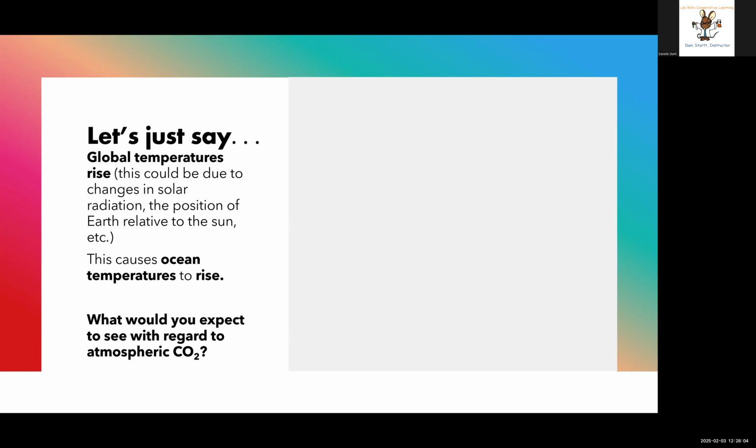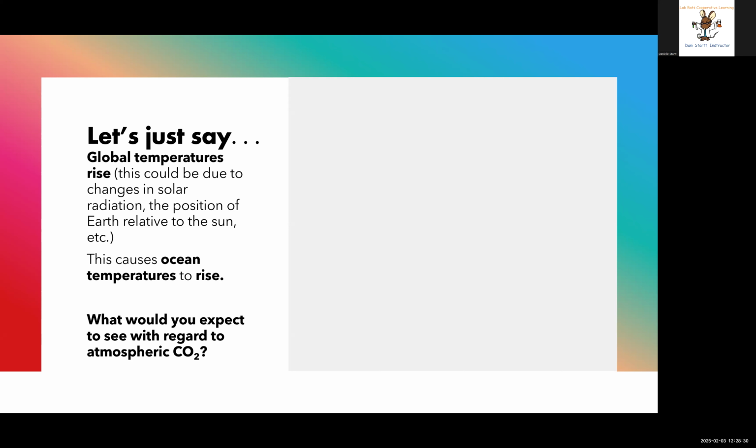So let's talk about temperature and gas. Gases dissolve in liquids better when it is at a lower temperature. There's an inverse relationship between the temperature of a liquid and how much gas dissolves in it. The warmer it is, the less gas you can dissolve. The colder it is, the more gas you can dissolve.